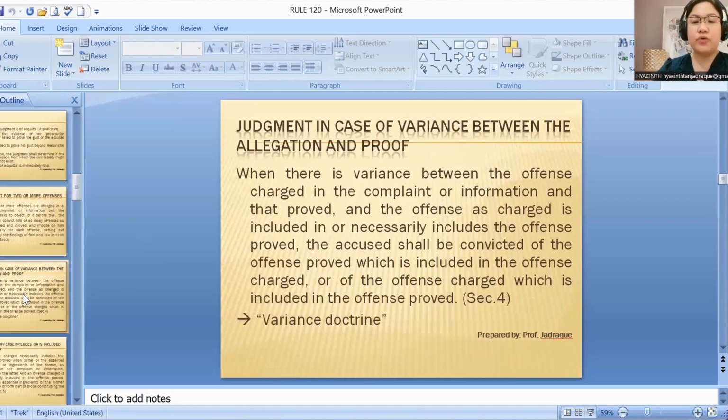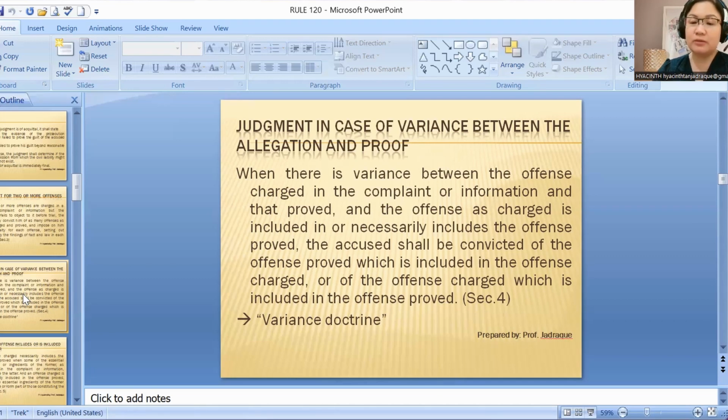In Section 4, it is a situation wherein there is variance between the offense charged in the complaint or information and that proved, and the offense as charged is included in or necessarily includes the offense proved. The accused shall be convicted of the offense proved, which is included in the offense charged, or of the offense charged, which is included in the offense proved. You call that the variance doctrine.